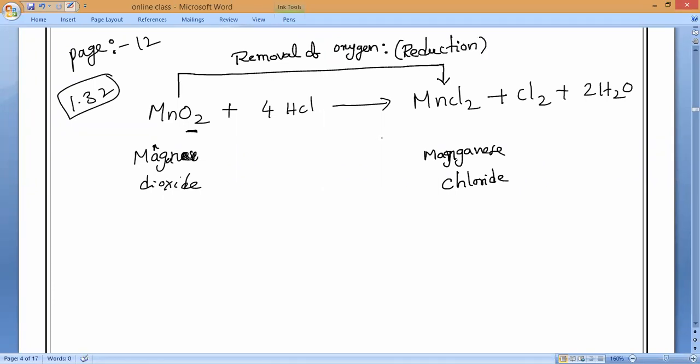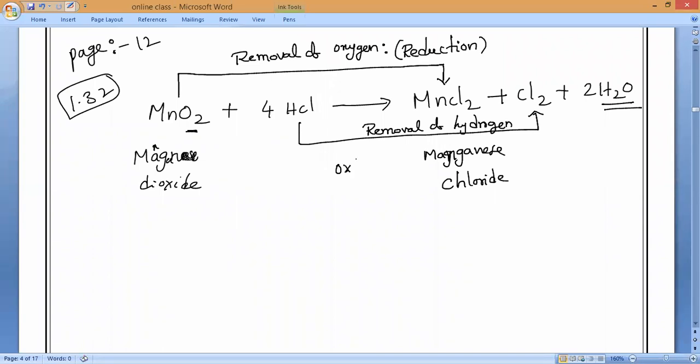Next, don't think about water. Why? Because hydrochloric acid turns into chlorine. So now what is happening here? Water is not happening. Hydrogen is removed. Just check it. Hydrogen is removed. So what is happening? Removal of hydrogen. So what do we call that, guys? Oxidation.